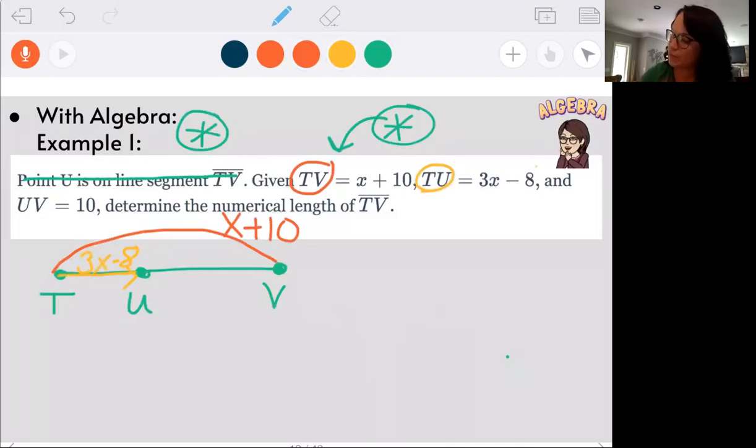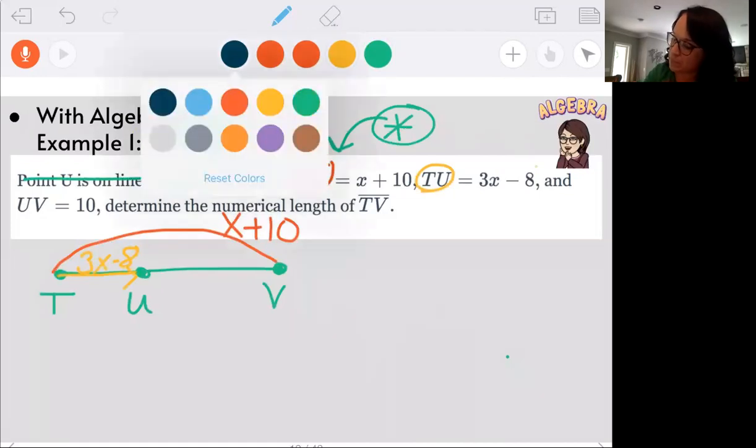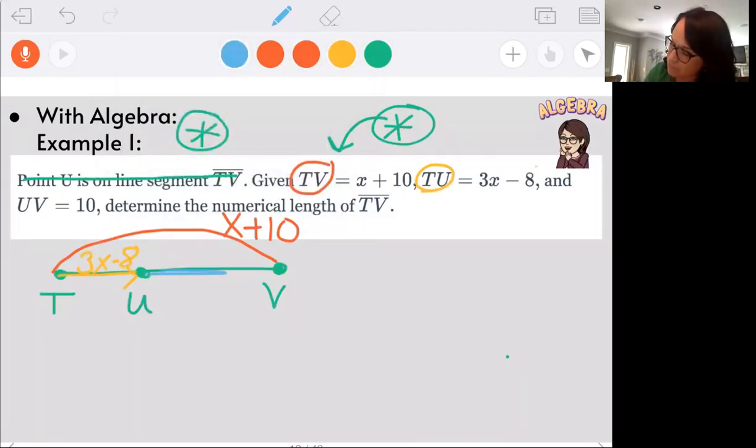And from U to V, this piece in blue is equal to 10. So now remember the two pieces have to add up to the whole way. That's really what the segment addition postulate says, is the two pieces add up to the whole way across. And that's how you set this up.